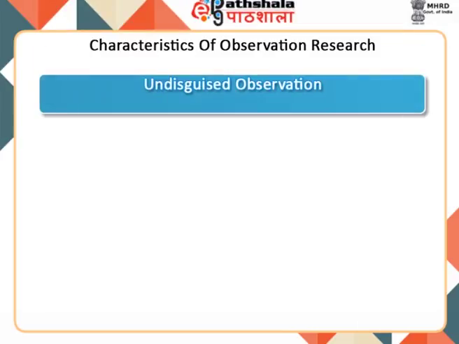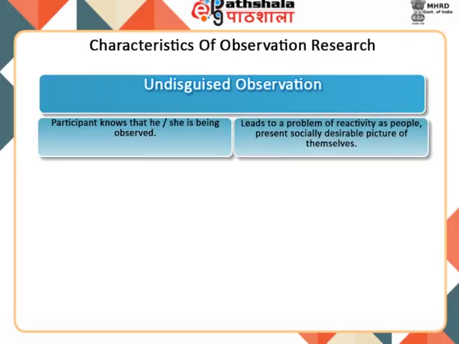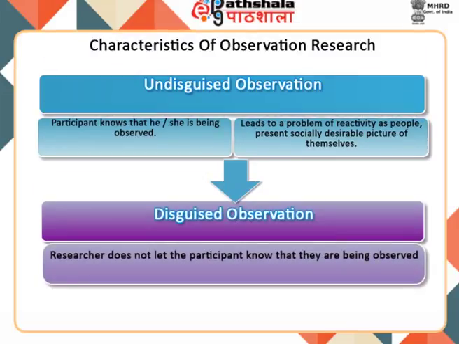Undisguised observation. Undisguised observation happens when the participant knows that he or she is being observed. This thus leads to a problem of reactivity, as people, knowing that they are being observed, do not behave their natural self and try to impress or paint a favorable, socially desirable picture of themselves. Disguised observation. When the researcher does not let the participant know that they are being observed for research purposes, then the observation is known to be disguised observation.